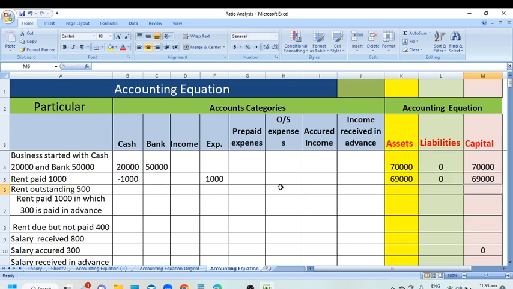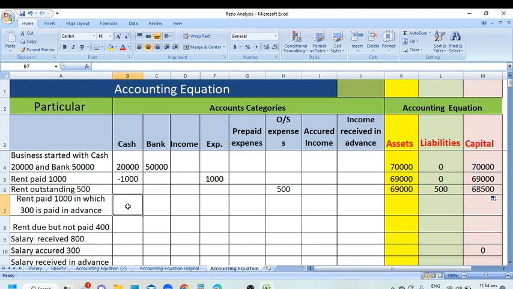Okay, rent outstanding. Outstanding means you didn't pay it yet, so that's 500. Okay, so definitely it will not affect your asset. Your asset is the same. It will affect on where? On your liability, and it will be deducted from your capital too because this is an expense. So it doesn't matter whether your expenses are paid or outstanding, you still have to consider them in the head of capital.